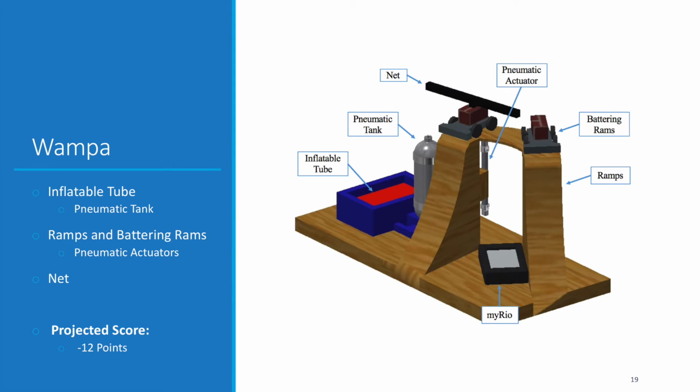The Wampa uses an inflatable tube inflated by the pneumatic tank to launch the golf ball, and two ramps, each with a battering ram triggered by pneumatic actuators to remove the Kong toys. Because of starting zone restrictions, the Wampa aims to collect only half of the ping pong balls using a net attached to one of the battering rams. This net is triggered to drop by the impact between the battering ram and the Kong toy.